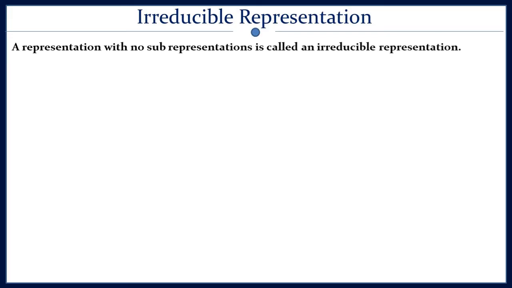Now the irreducible representation, which is very clear and obvious. A representation with no sub-representation is called an irreducible representation. What it means is we have some kind of representation and we are not able to reduce it. Then such a representation is called an irreducible representation. There is an important concept related to it.